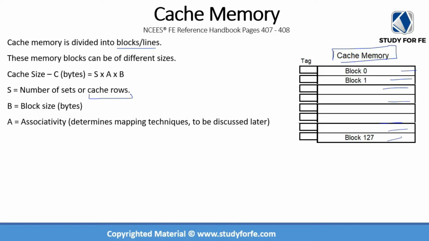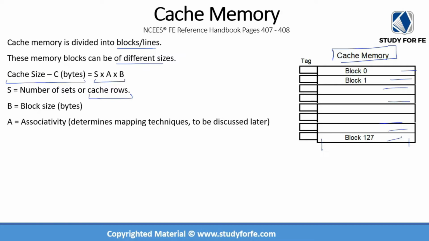So these memory blocks can be of different sizes, as I explained previously. Some can be 8 byte lengths, some can be 16 bytes, and so on and so forth. So the size of each block would vary depending on the type of cache memory that you're using. And the overall size of the cache memory is called the cache size. It is expressed in bytes, and it is equal to S times A times B.